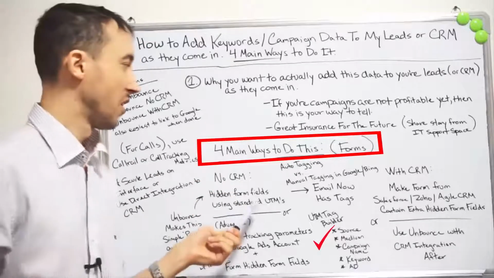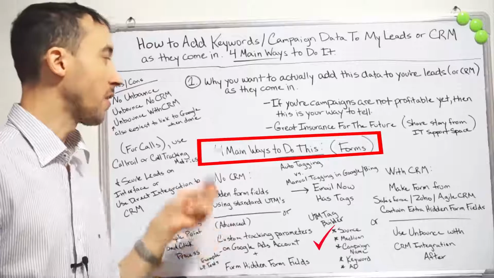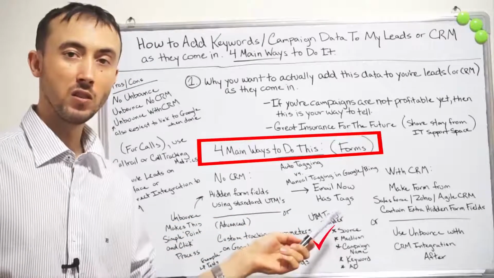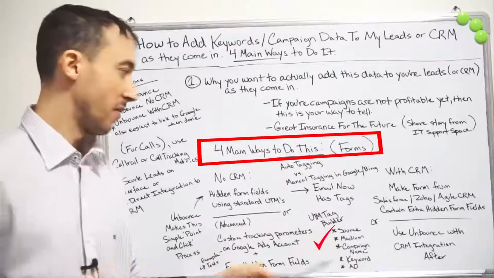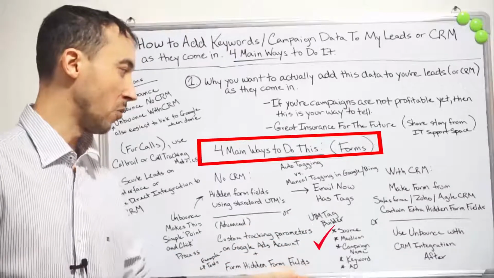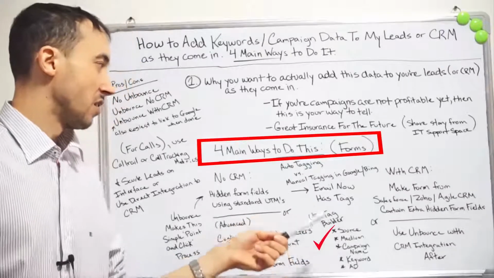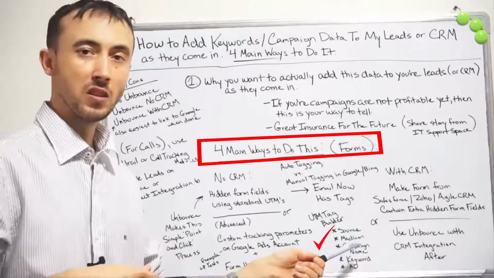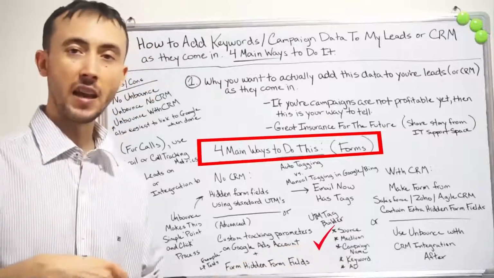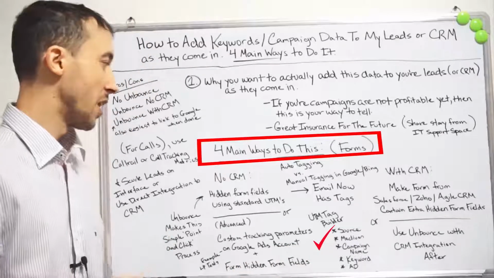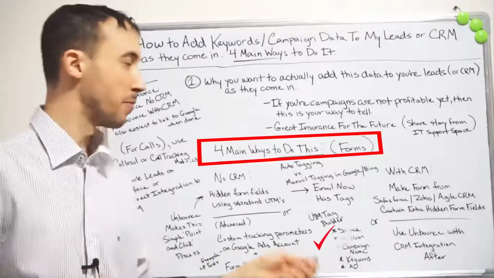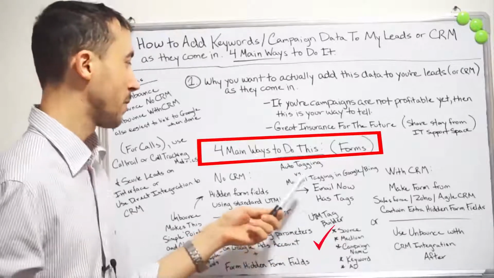But basically, at the end of the day, your lead as it comes into your email account will have the campaign name, keyword, and ad in it. Of course, it'll also tell you if it's Google organic or PPC by default, as an added bonus without having to change anything.